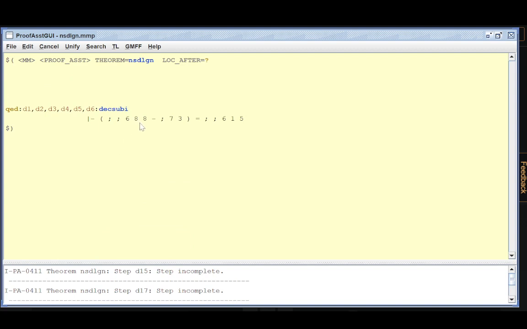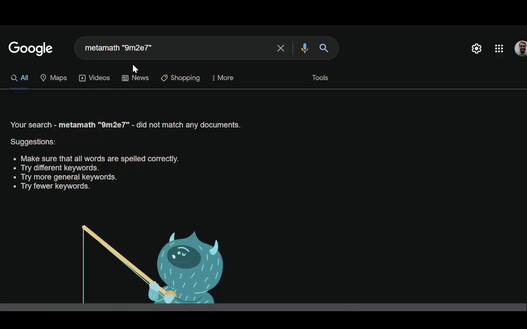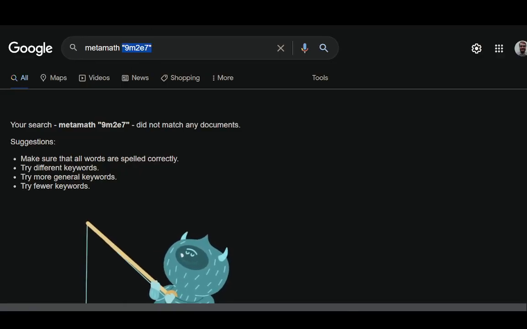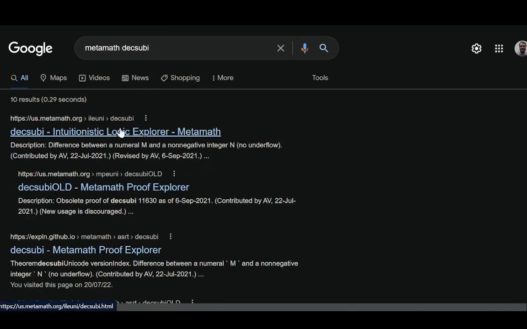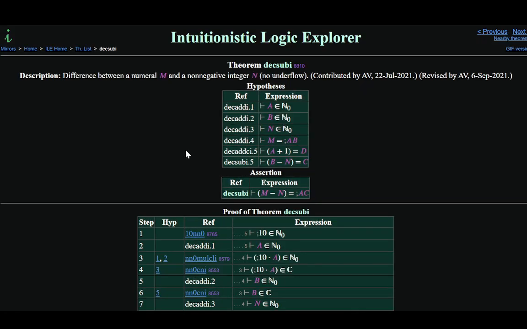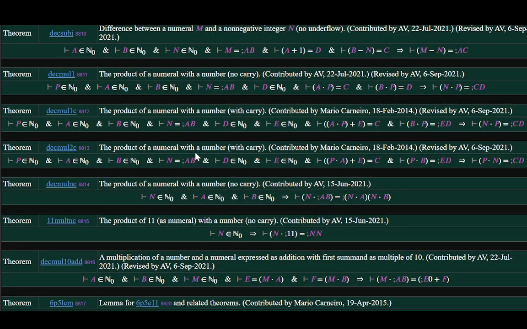Dec subby. 668 minus 73. Because you'd think you don't need a carry or anything. I think there are theorems that have carry in. This is often quite a good trick with Metamath, is to search for the theorem itself, dec sub b. Okay, and then search nearby theorems, and you can have a look around. So see if there's anything else.